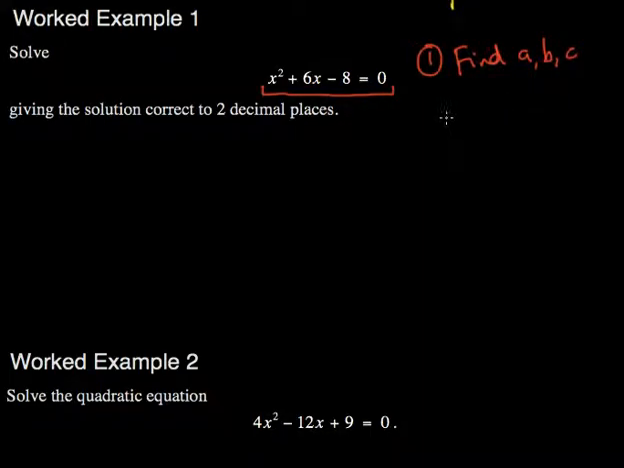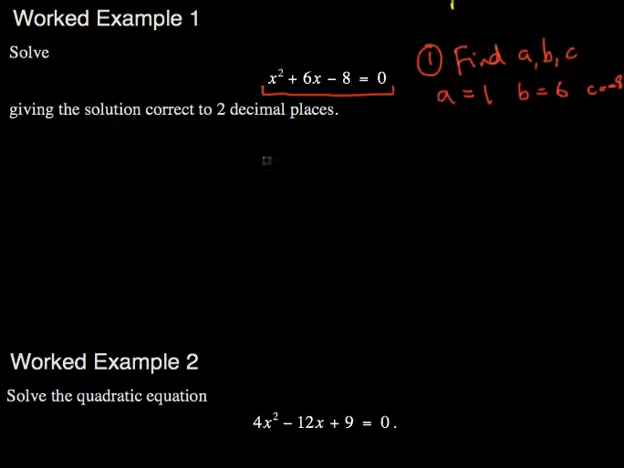So the a is going to be the term in front, or it's called the coefficient of x squared, and that is 1. The second is to find the coefficient of x, which is b, and that is 6. And finally, what's the term at the end? That's not 8, it's minus 8. Minus 8.